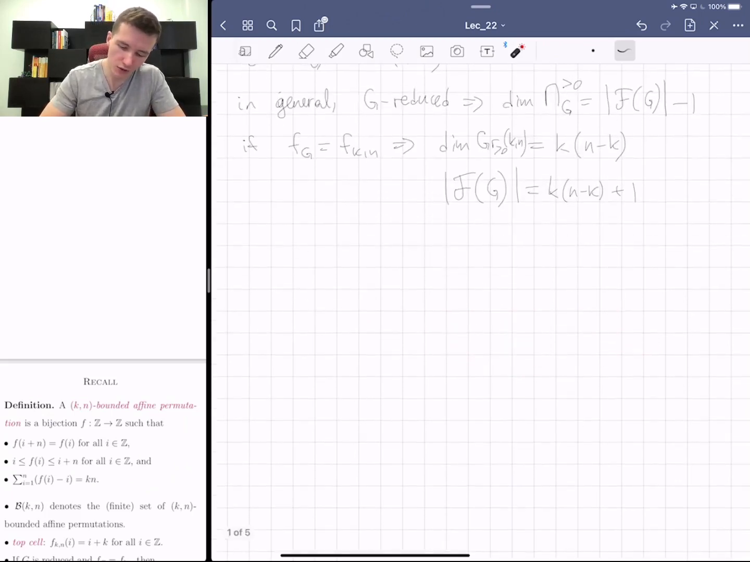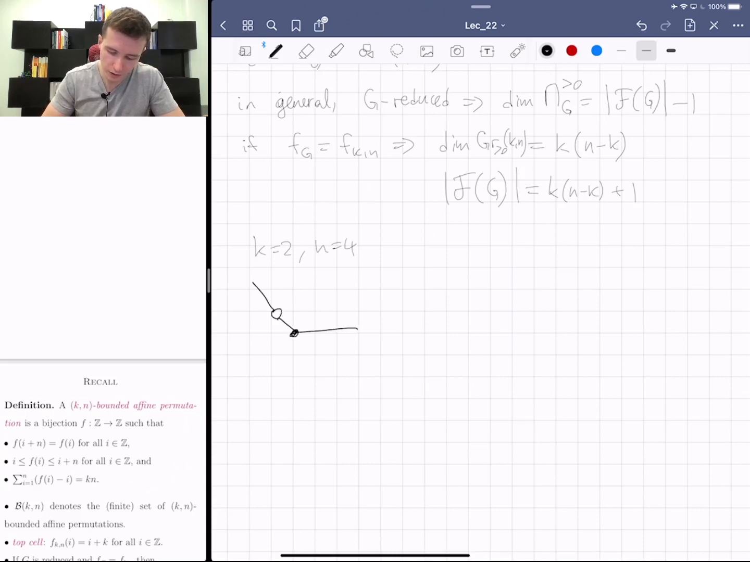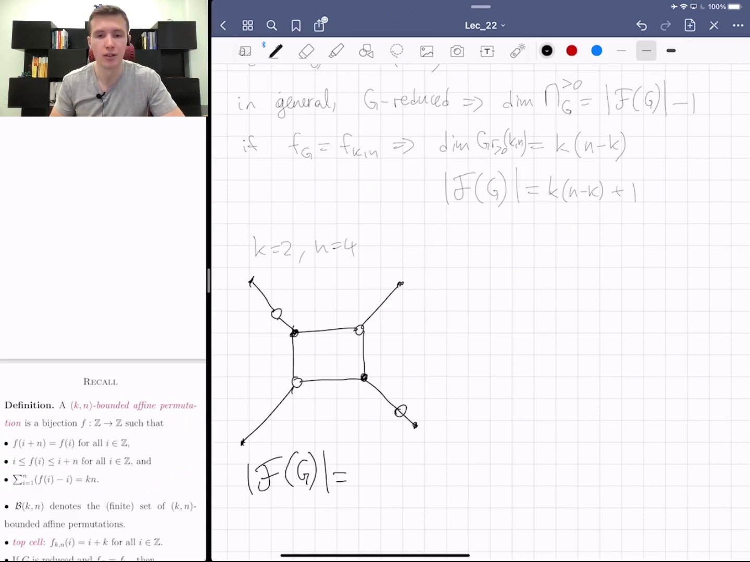So for example, let me try to draw. Let's say I do k equals 2, n equals 4, and then my graph looks like this. I'm not going to draw the boundary vertices now, but it looks like this. So what is the number of faces? 5. And k times (n minus k) plus 1 is also 5. So once you check that the strand permutation is correct, and once you check the number of faces, you're good to go. You've got a graph for the top cell.